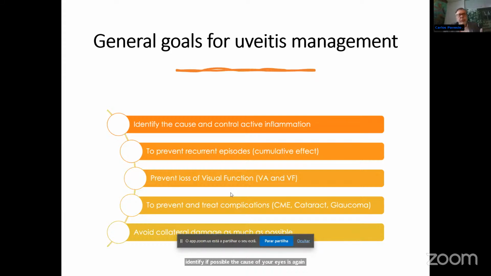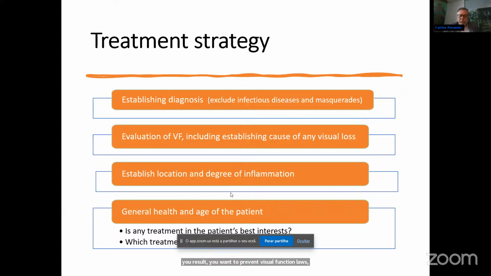You want to prevent visual function loss, not only visual acuity. You want to prevent and treat complications and avoid collateral damage as much as possible. So the strategy is what we discussed before: identify the location and the severity, because that will dictate how aggressive you'll be with your treatment. And keep in mind the general health and age of the patient in all cases.